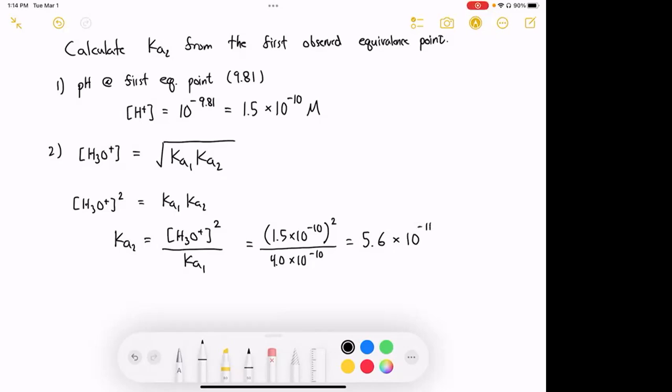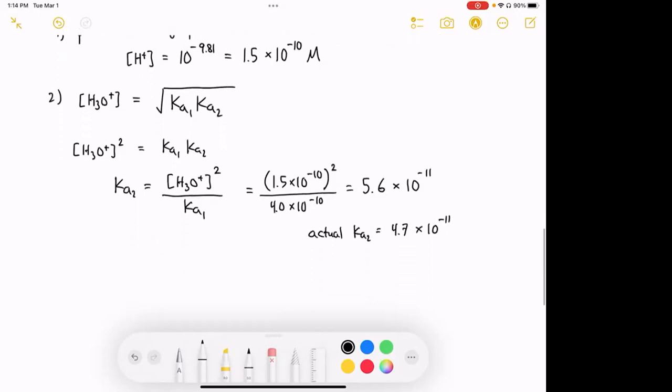And if we look back in our lab manual at the Ka value for the second equation, we get a value of 4.7. So the actual Ka2 equals 4.7 times 10 to the negative 11. So not too bad here. Okay, so that's how you do those calculations.